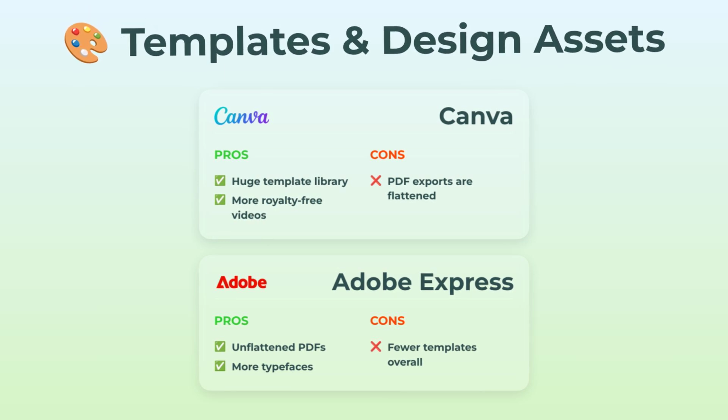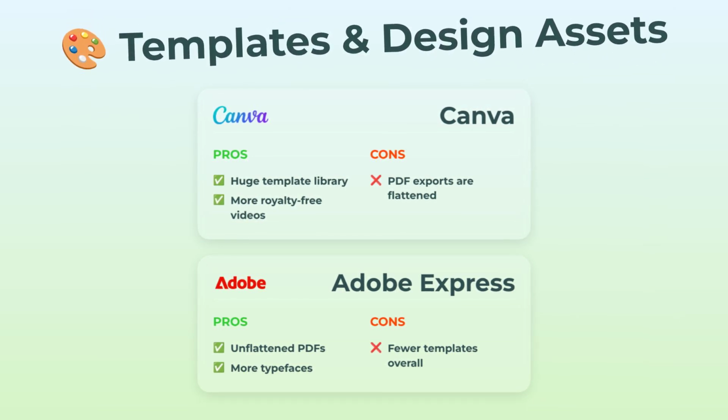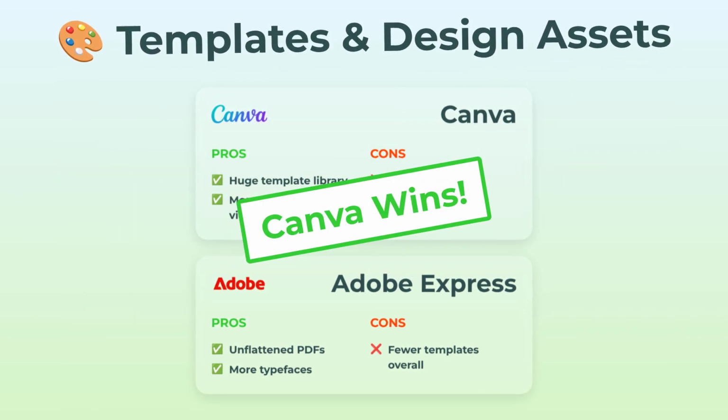Adobe Express swings the opposite way here. It has unflattened PDFs and definitely offers up more typefaces, which is awesome. But compared to Canva, the template choices are a little meh, like not nearly as overwhelming. So on this one, Canva has the crown.